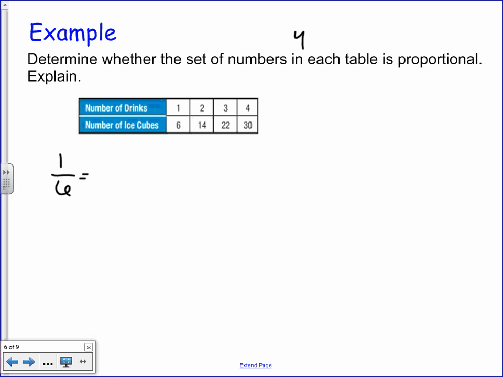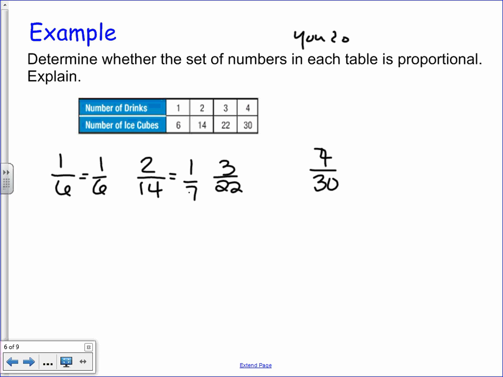So you do 1/6, 2/14, 3/22, and 4/30. Okay, so this rate is 1/6. This is 1/7. This is actually still the same at 3/22. And 4/30 is 2/15. Okay, now looking at these rates, are these the exact same over and over and over again? Is it constant? No.